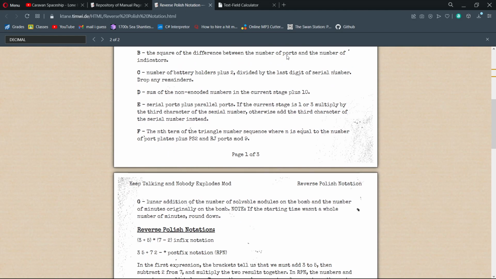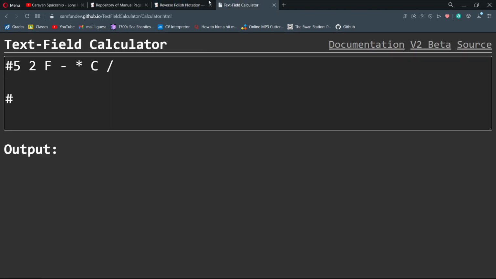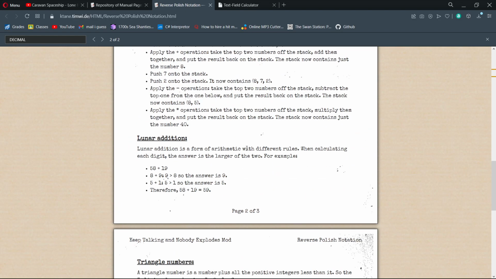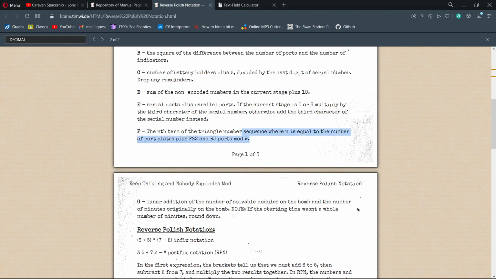Okay, so let's convert these real quick. So F is the nth term of the triangle number sequence, where n is equal to the number of port plates plus PS2 and RJ ports mod 9. So first let me get the sum of these real quick. Port plates plus PS2 and RJs. That would be 1, 2, 3. We have 3 port plates and no RJs, nor PS2s. So n equals 3.